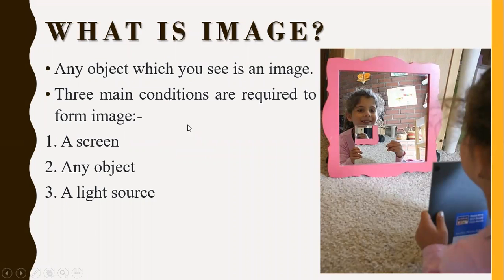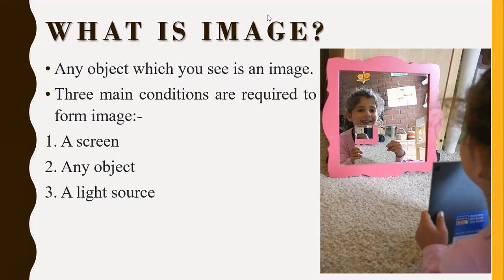Now let us know what is image, right? Image is actually what we see. You can see a mirror here, and a child is looking towards the mirror. So this is an image of the child. Anything which you see is known as image. Image also needs some conditions: it needs an object whose image is formed, it obviously needs a light source, and it also needs a screen.